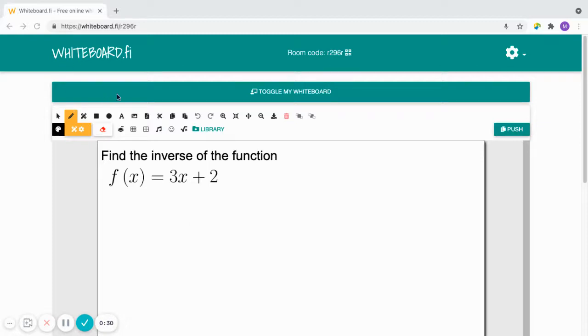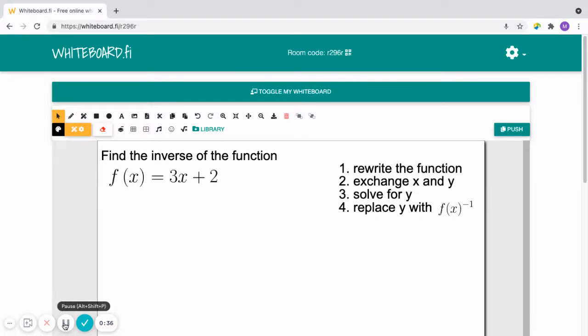So the first step that we want to do, okay, so I've written the steps over here. There are 4 steps. First thing we're going to do is rewrite the function. And all we're going to do is replace f of x with y, because y is just another name for f of x.